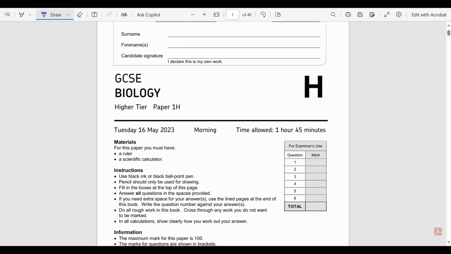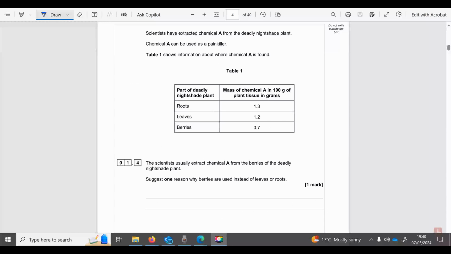This will be a walkthrough of the AQA GCSE Biology 2023 Higher Tier Paper 1.